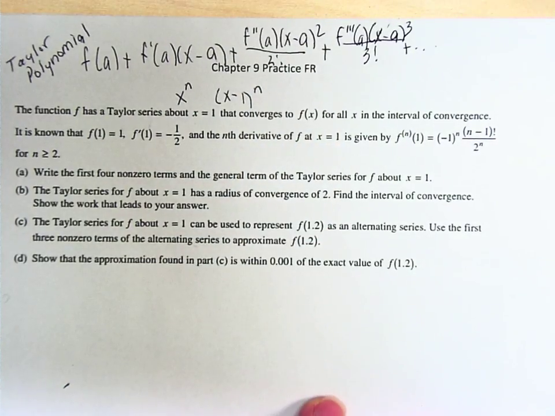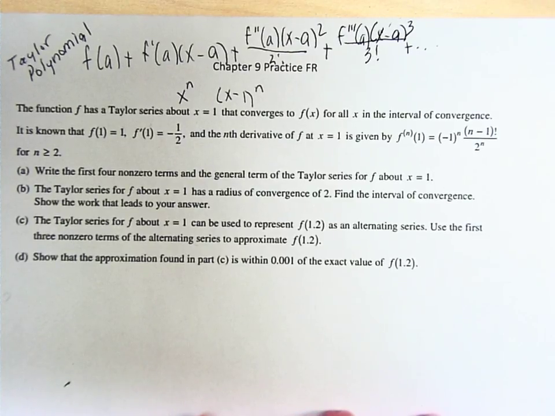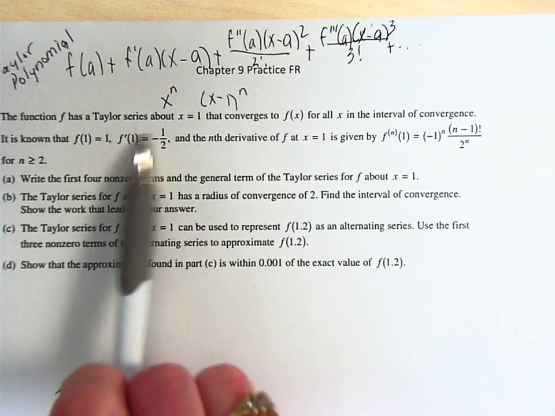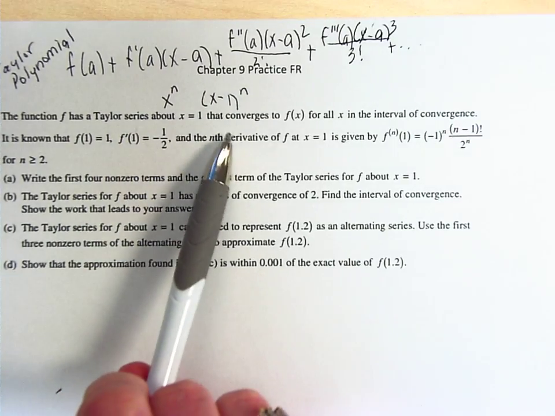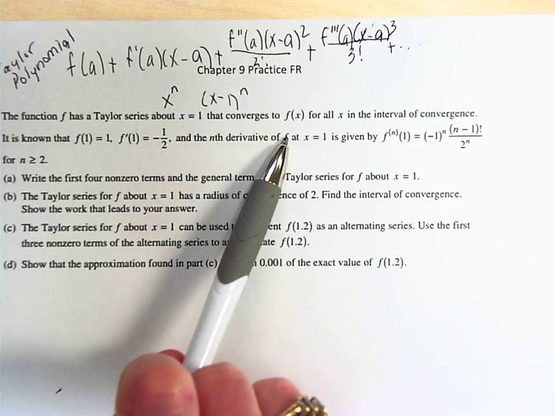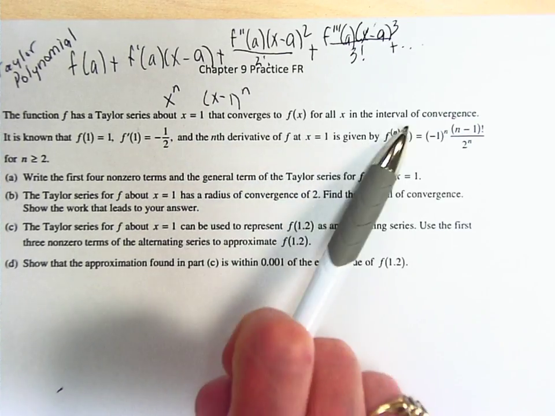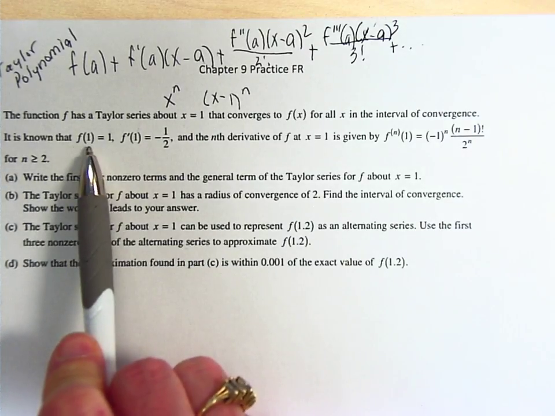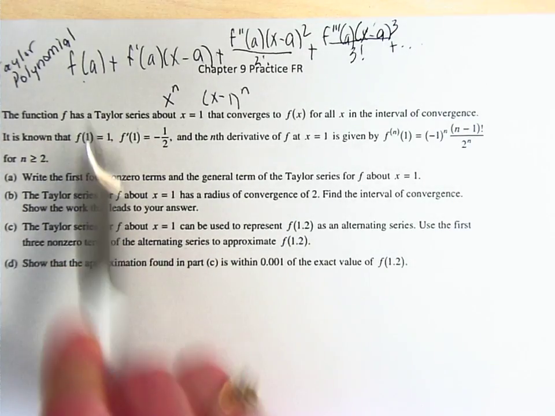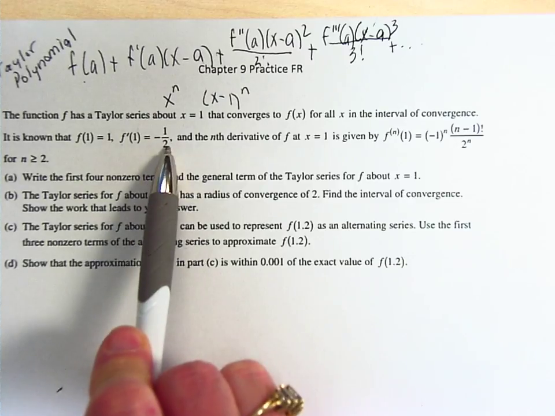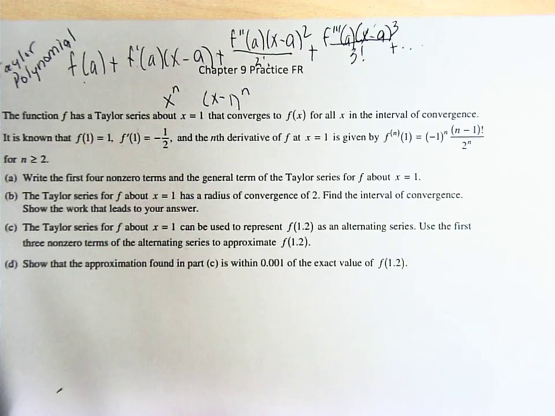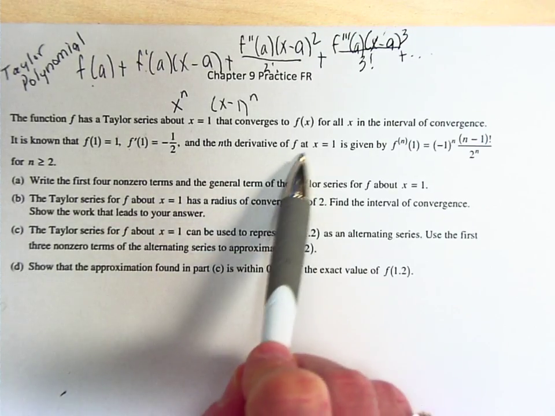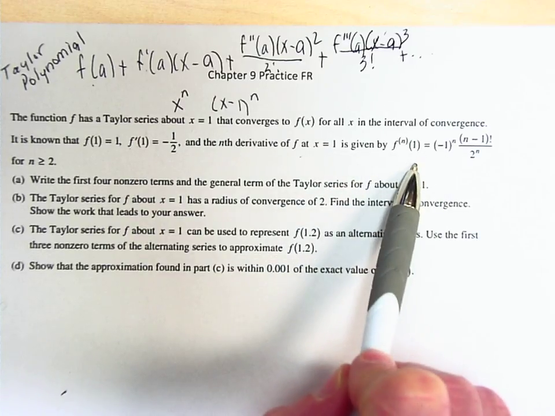Okay, so let's back up the truck and start over again. The function f has a Taylor series about x equals 1 that converges to f of x for all x in the interval of convergence. It is known that f of 1 equals 1, f prime of 1 equals negative 1/2, and the nth derivative of f at x equals 1 is given by this equation.